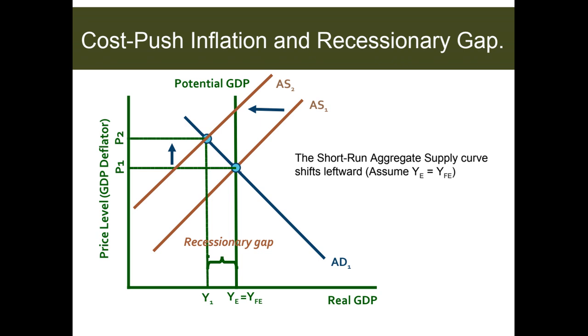Now the same thing, this time I started with the same diagram, that is aggregate demand 1, aggregate supply 1, and potential GDP. The economy is operating at full employment equilibrium. There's no problem. Everything is fine. Cyclical unemployment equals 0. Now suppose the short run aggregate supply curve shifts leftward.